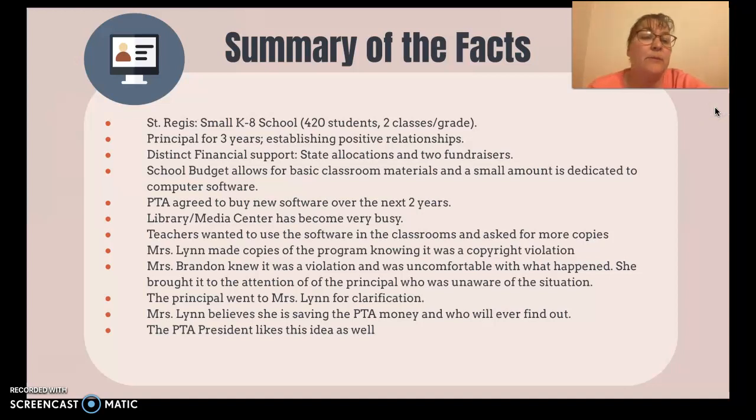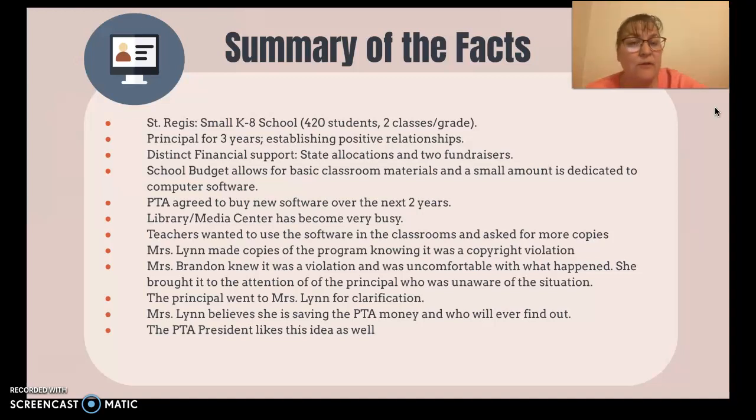I am a principal in a small K-8 school, St. Regis. It's 420 students. There's 2 classes per grade. I've been a principal for 3 years, and I really have prided myself on establishing positive relationships with the community and with my staff. We get our financial support from the state, and we have a lot of our fundraising come through the PTA. Our school budget has basic classroom materials that it provides, and then a small amount is dedicated to computer software. The PTA agreed to buy new software over the next 2 years.